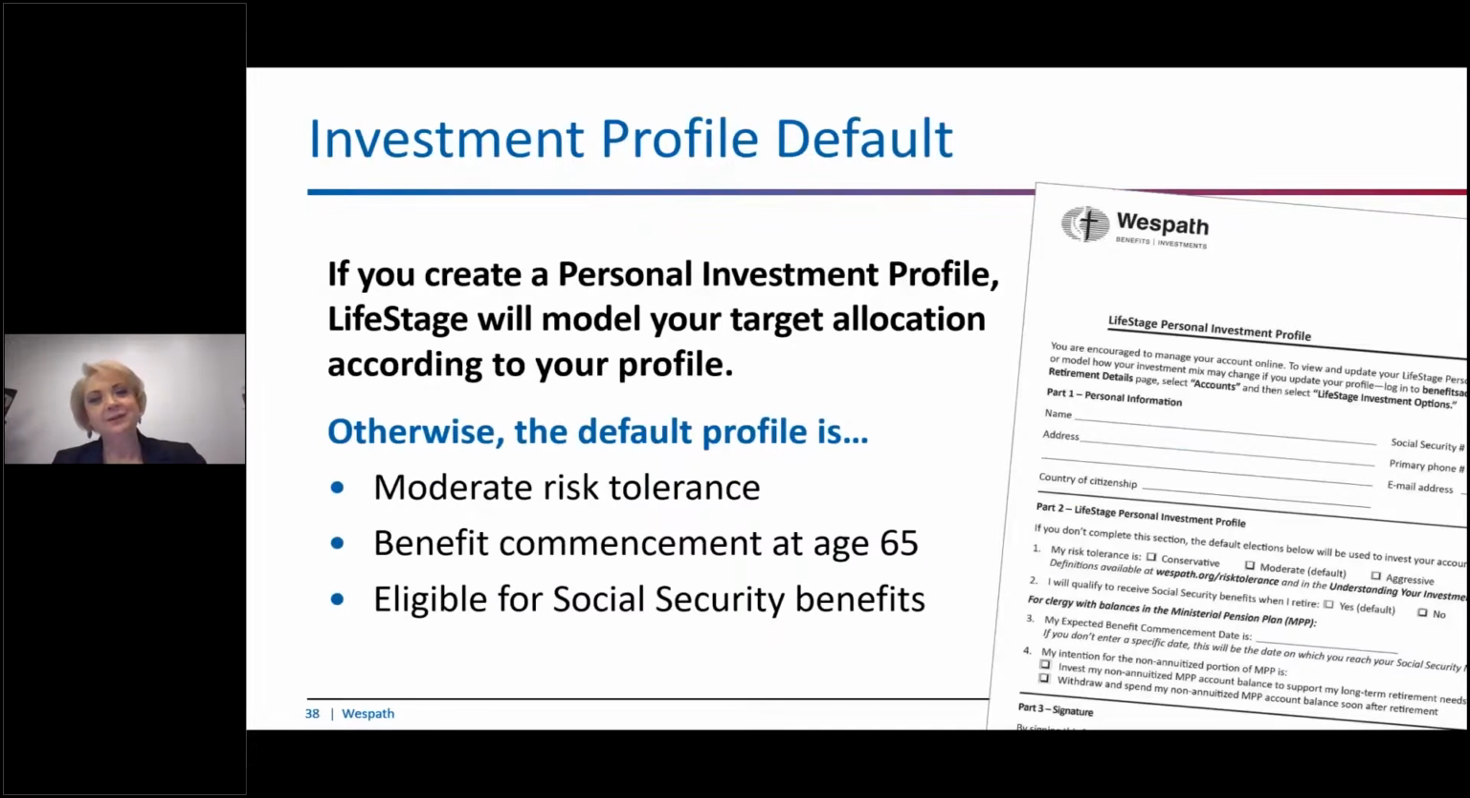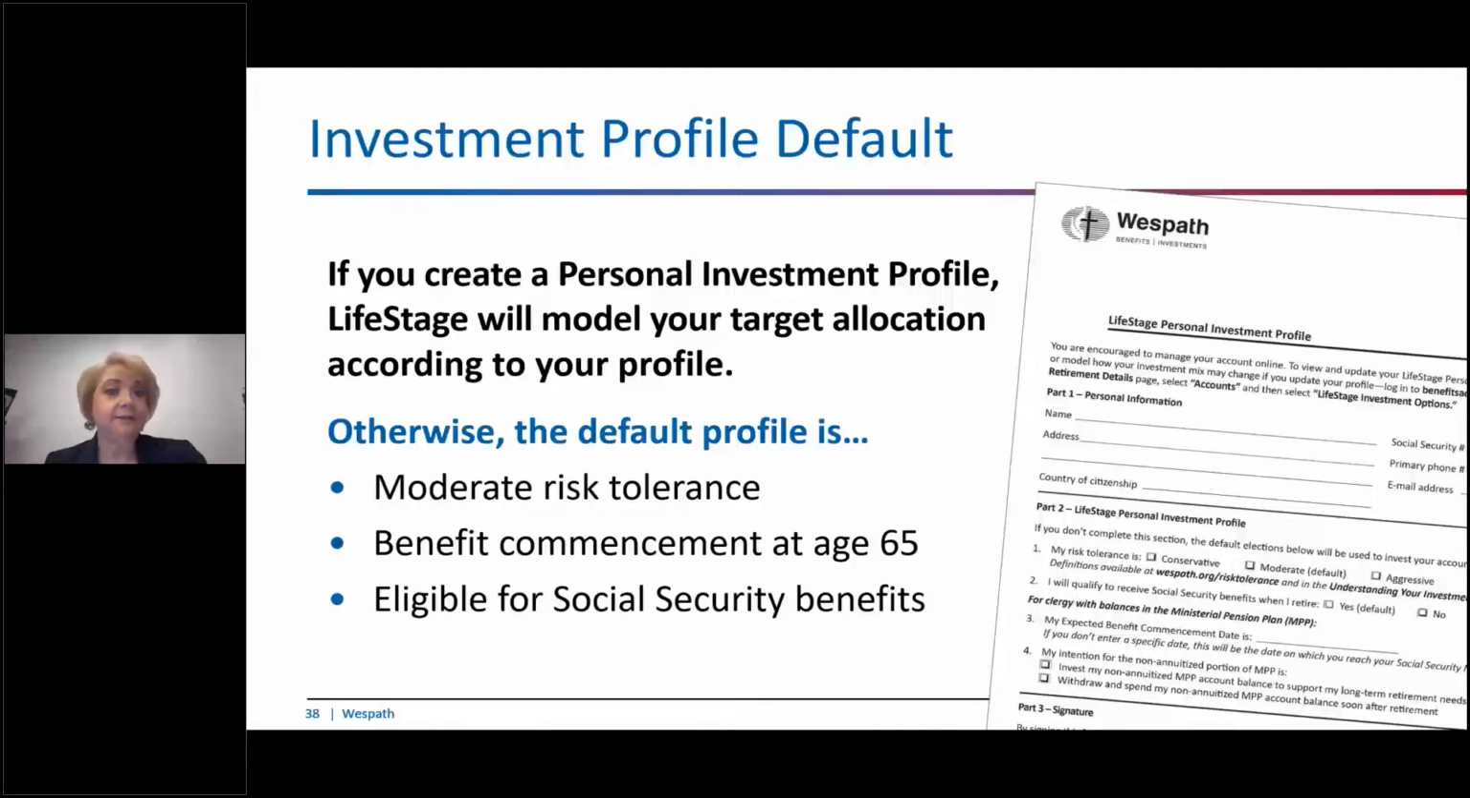So one thing I want to let you know is that if you did not complete an investment profile form like the one that's listed here on this slide, then your default is going to be a moderate risk tolerance with a benefit commencement date of age 65, and that you're eligible for Social Security. Now, if you didn't complete the form, that's fine. This is what your default is. But it's also something that's easy enough to change.